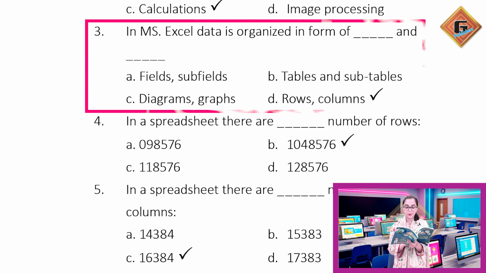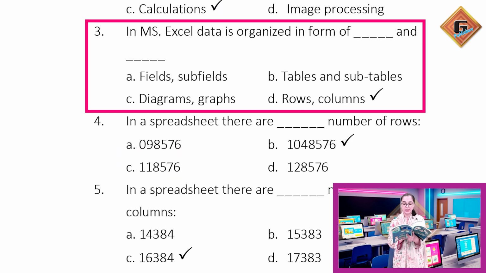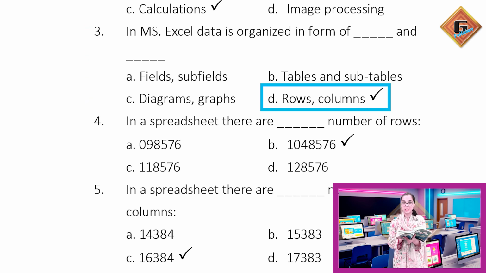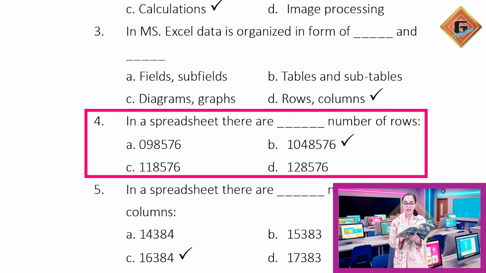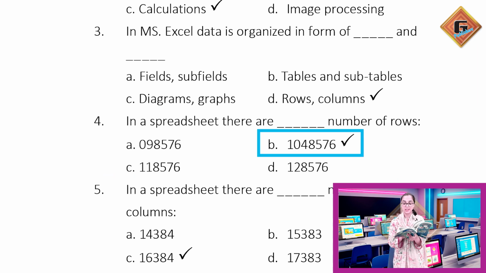Calculations. Third MCQ is in Microsoft Excel, data is organized in form of dash and dash. A. Fields and subfields, B. Tables and subtables, C. Diagrams and graphs, and D. Rows and columns. And the correct answer is D. Rows and columns. Fourth MCQ is in a spreadsheet there are dash number of rows. A. 98,576, B. 10,48,576, C. 1,18,576, or D. 1,28,576, and the correct answer is B.